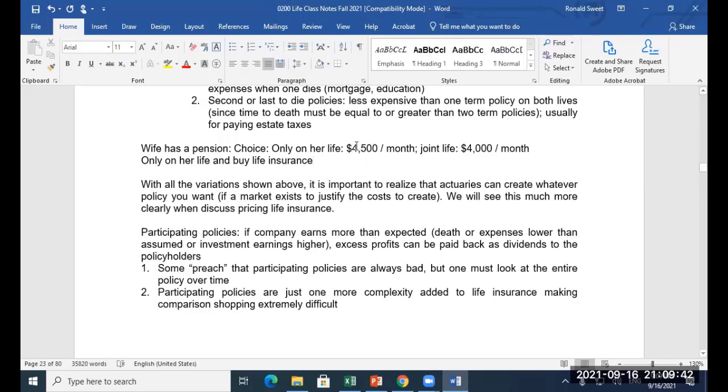Does she need enough to create the entire $4,500? Maybe not. Right? Maybe the husband could live off of $3,000 a month. So what she needs to do is figure out how much life insurance she needs so that if she dies, she gets enough life insurance to give her husband $3,000 a month. The math isn't all that complicated. It's a present value kind of math. But that's what you could do. What if the life insurance is going to cost her $800 a month? Well, then she should just get the joint product. That would make a lot more sense.